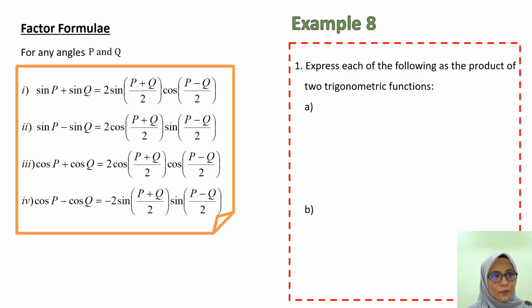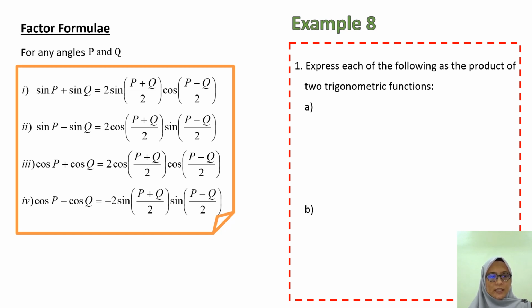Okay, so next we go to factor formula. There are 4 factor formulas here. The first one is sin P plus sin Q equal to 2 sin (P plus Q) over 2 cos (P minus Q) over 2. And the second one is sin P minus sin Q equal to 2 cos (P plus Q) over 2 sin (P minus Q) over 2.